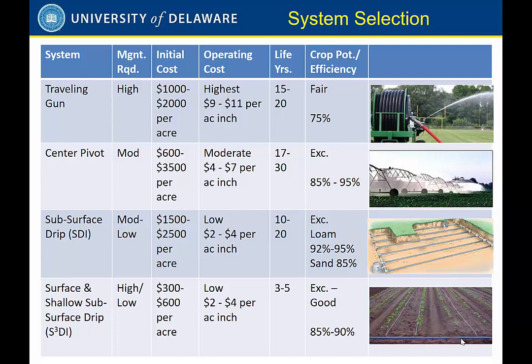Okay, different types of irrigation systems. So the first one's going to be a traveling gun. Management required is very high, because every time you get done with a pull, you've got to move this thing. It has some negative effects due to wind. It's going to require quite a bit of pressure, which makes its operating costs go up pretty big, because you need 80 to 120 pounds of pressure to make the water get the distance you need to.